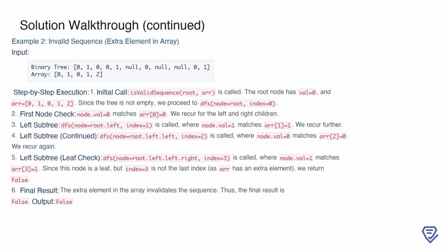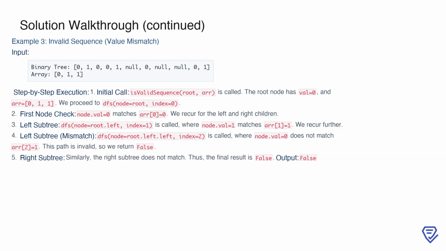Since the extra element in the array prevents it from being a valid sequence, the function returns false, and the final result for this example is false. In this example, the issue lies in a value mismatch between the array and the binary tree. The process begins as usual, with the root node being checked against the first value in the array. The values match, so we proceed to the left child.